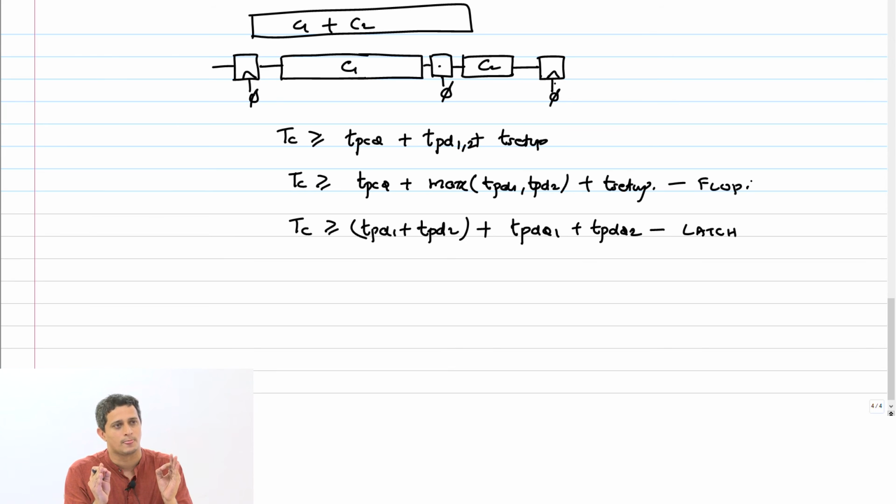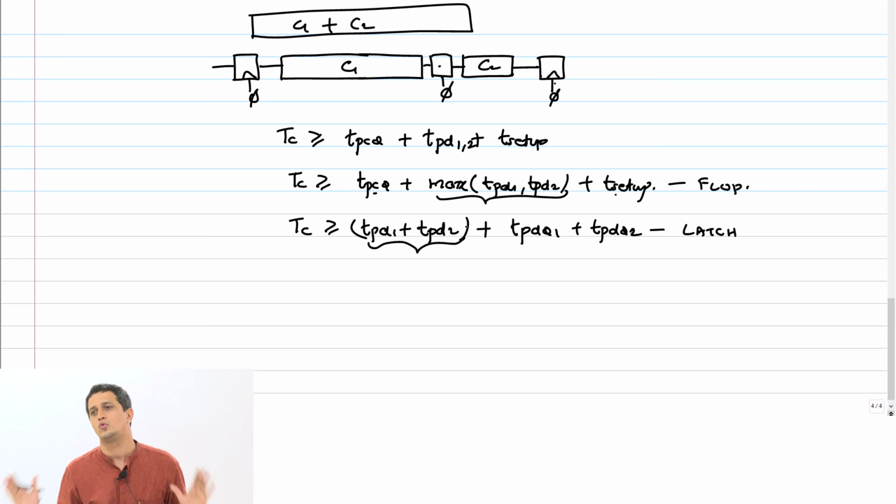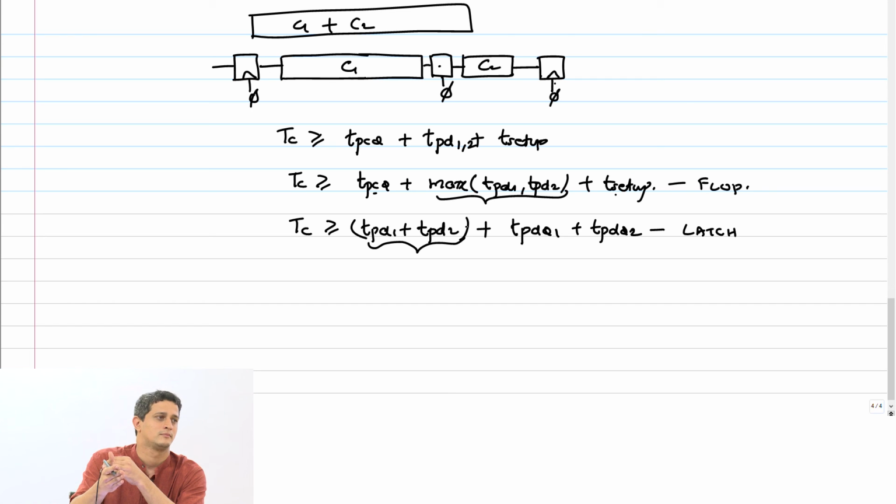The key difference I told you earlier is that the sequencing overhead was not very different for a latch based system and a flop based system. It was T setup plus TPCQ in a flop based system. It was TPDQ1 plus TPDQ2 in a latch based system. But what is the difference? This max constraint has now been replaced by TPD1 plus TPD2. It means I can have one combinational block take longer to evaluate, the other one shorter. As long as both of them together finish in one clock cycle, I am fine. That's the key difference between a latch and a flop based system. The hard edges of a flop impose that you have to deal with every block within that period, whereas time borrowing allows me some flexibility.